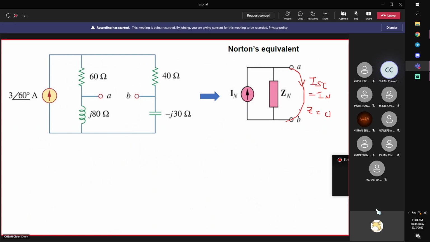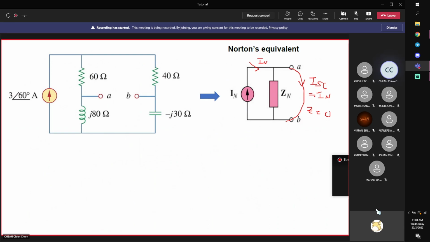Okay, if this impedance equals 0, all the current will bypass this because it has impedance, right? All the current will bypass this, and all the current will come to here. So IN, when it comes to here, none will come through here, right?